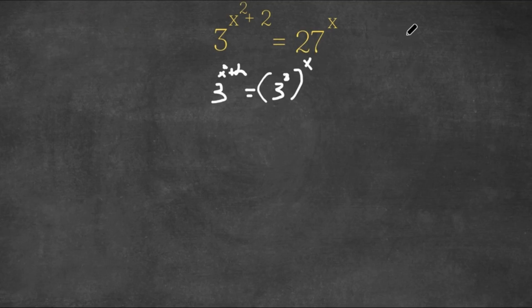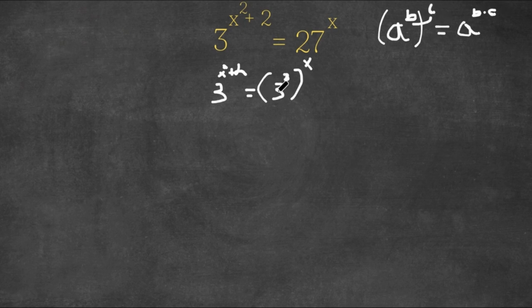Now remember, an important property of exponents is that if you have a to the power of b to the power of c, this is equal to a to the power of b times c. So these two exponents multiply. So over here we have 3 to the power of 3 to the power of x, and this is equal to 3 to the power of 3 times x, which is just 3x. And this is still equal to 3 to the power of x squared plus 2.